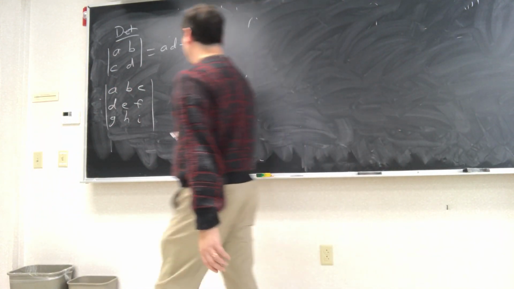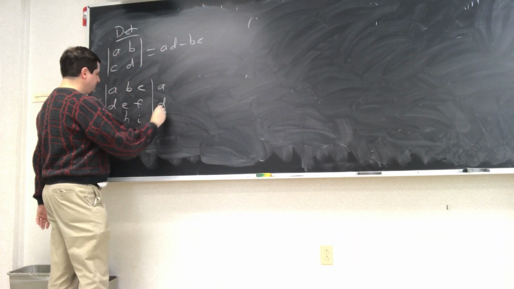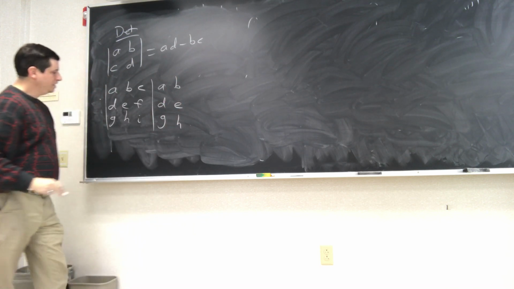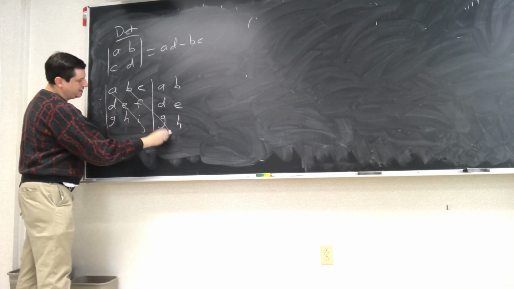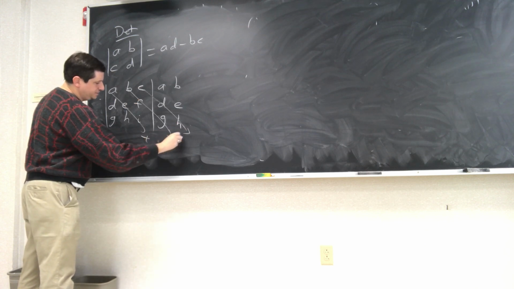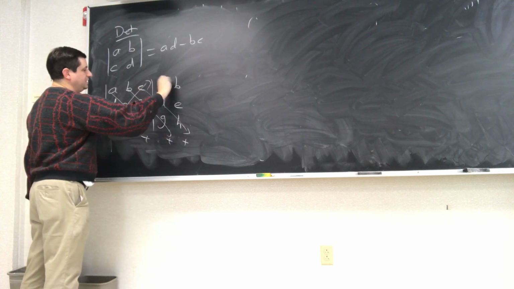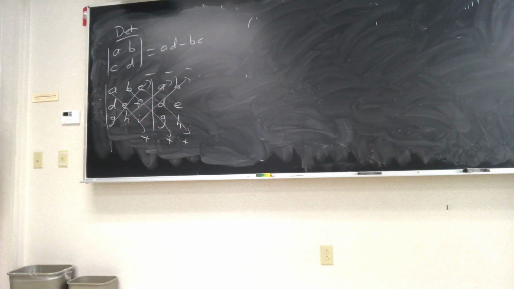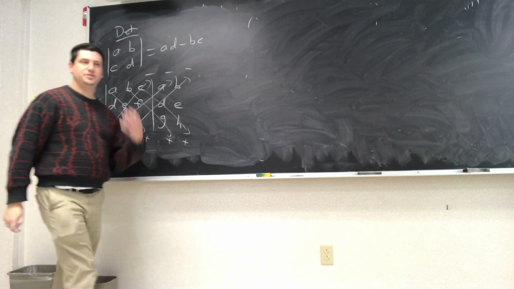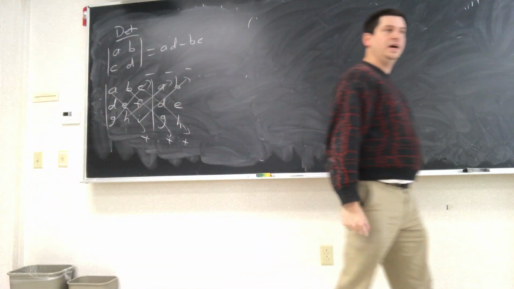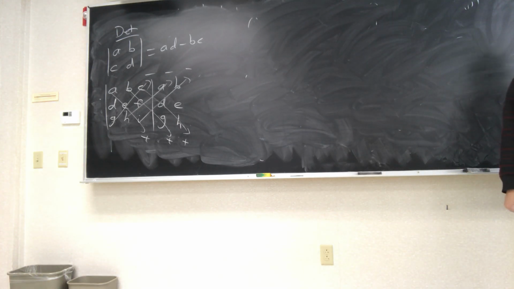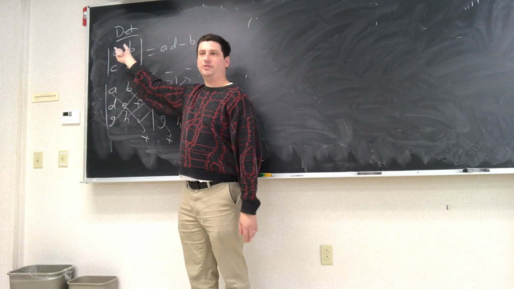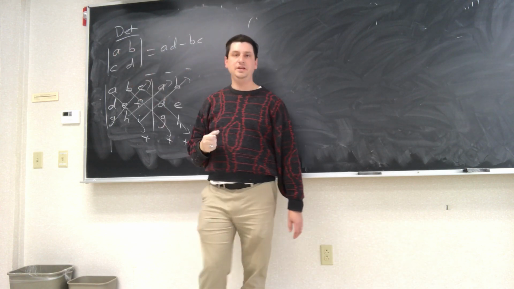So the way it works, it's a nice mnemonic, it doesn't work in general, is if I just write the first 2 columns again, and I go through this, then if you multiply diagonally like this and add all of these, and then multiply diagonally like this and subtract all of them, that's the determinant. And so that just gives you a formula to calculate determinants of 2 by 2 and 3 by 3 matrices. Now the reason we care about determinants is they give areas. And this is going to give you the area of the parallelogram created by the vectors A, B, and C, D.